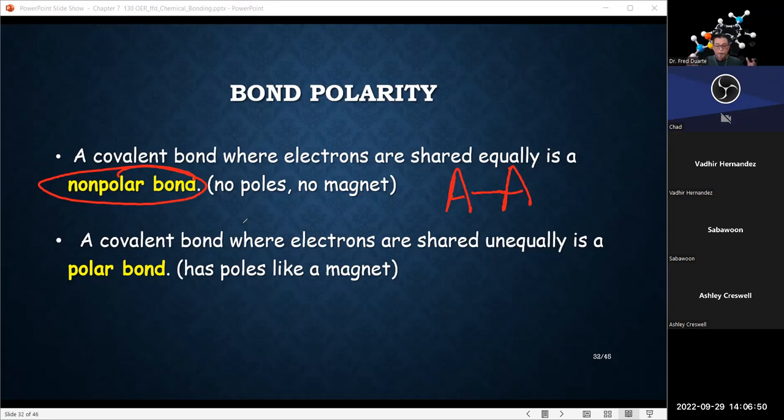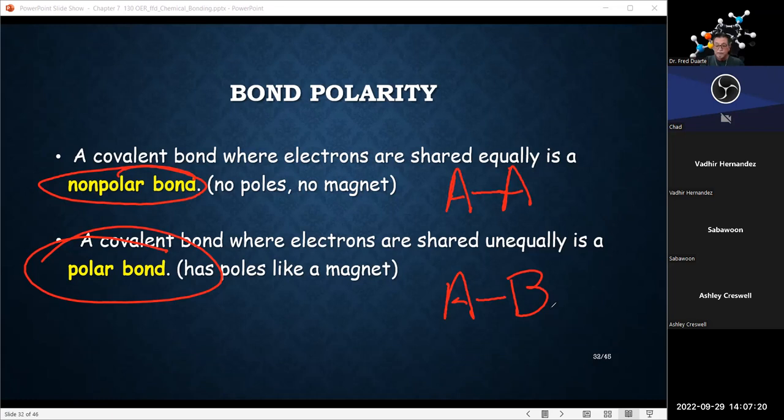Okay, it's equal pull. Now, if we change that A and put in another element, which I'm going to denote as B, automatically, and I can't overemphasize this, automatically, I have a polar bond. Now you might ask, why is that? Because the electronegativity between A and B is always going to be different.